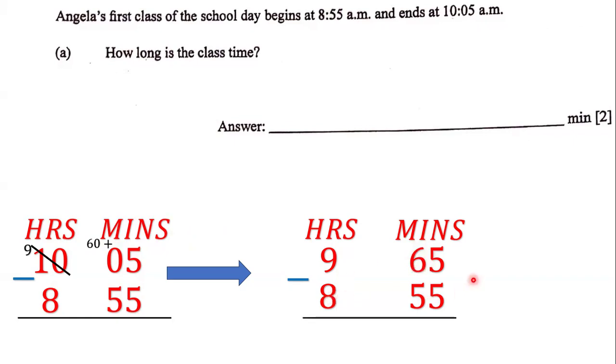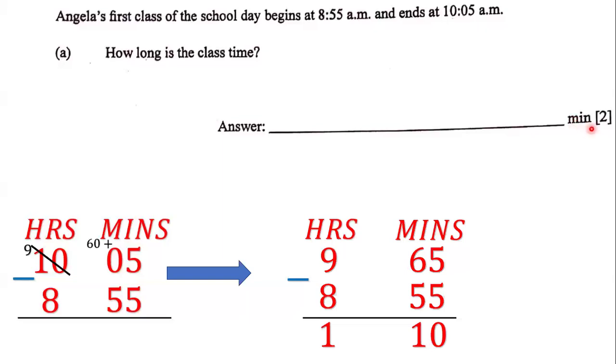And so we're going to subtract. 5 minus 5 is 0. And 6 minus 5 is definitely 1. And then 9 minus 8 is 1. So it's going to be 1 hour and 10 minutes. That's how long the class was. The class was 1 hour and 10 minutes.